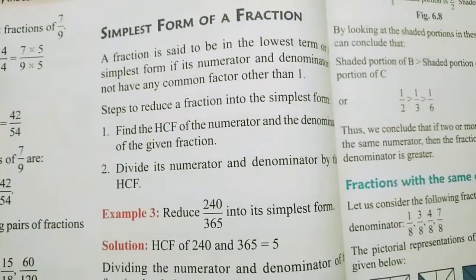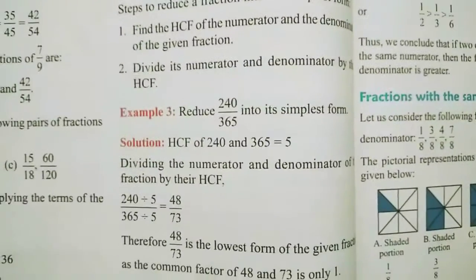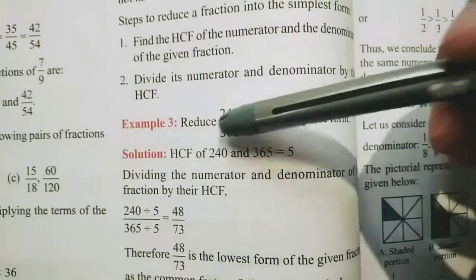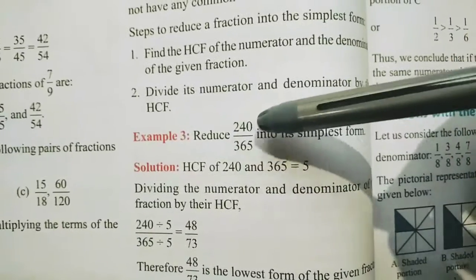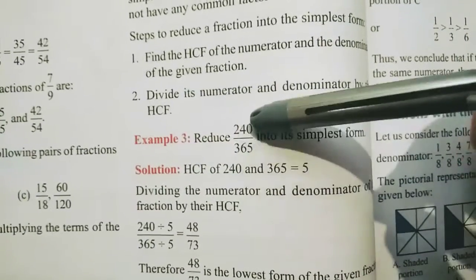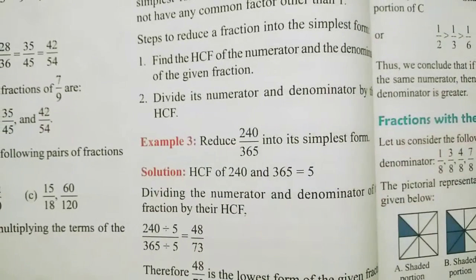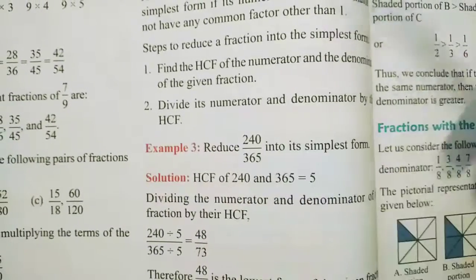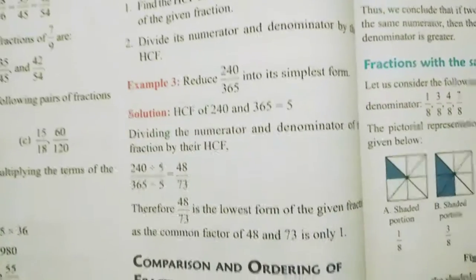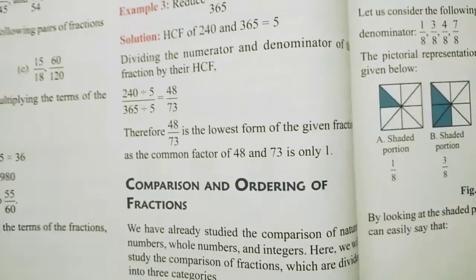Now, the simplest form of a fraction. Simplest form means you only have to simplify the fraction, that means you have to do the division up and down. In general language we say cutting. We cut both the numbers with the same number. You already know these things, how to cut the fraction and make it simpler. So very easy. Next, comparison and ordering of fractions.